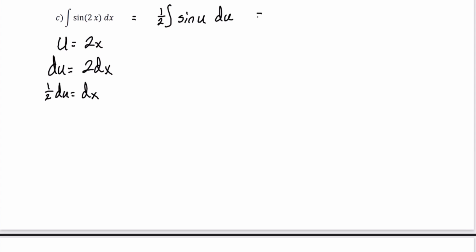Integrating this now, we have 1/2 out front. The integral of sine is negative cosine and plus c. Finally, we'll go back and replace what u is. We said that u is 2x.